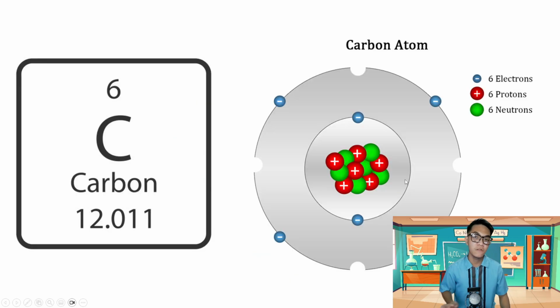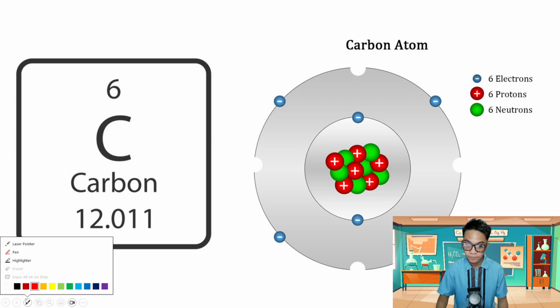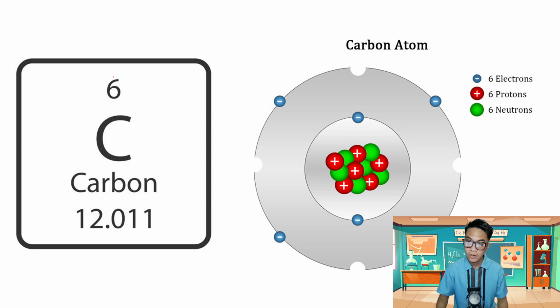Now let's have a further example. Let's have the carbon atom. As we can see here, this is the number 6. So what does the number 6 tell us? This is the atomic number.